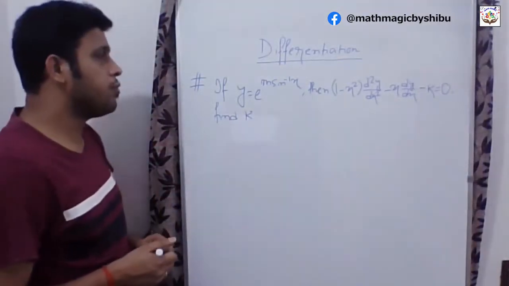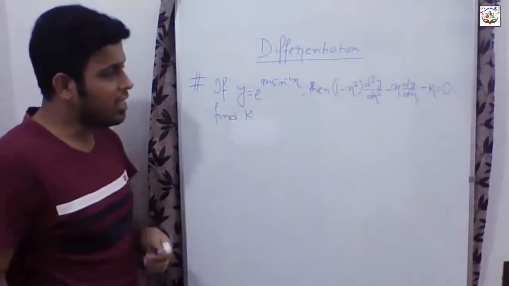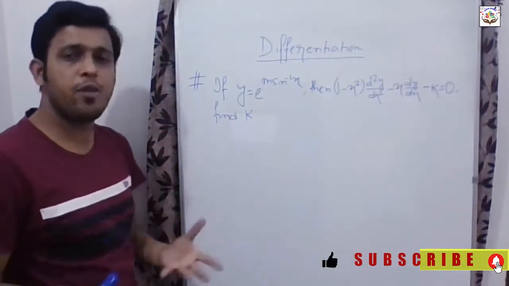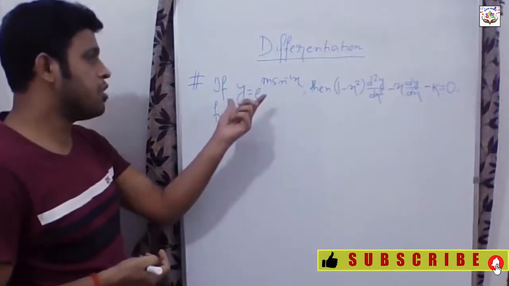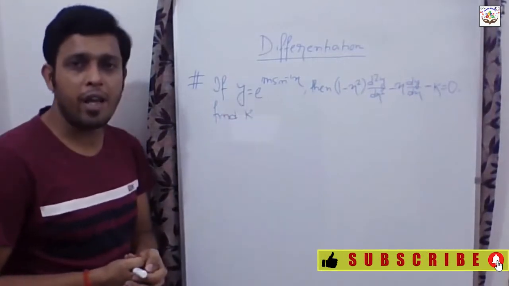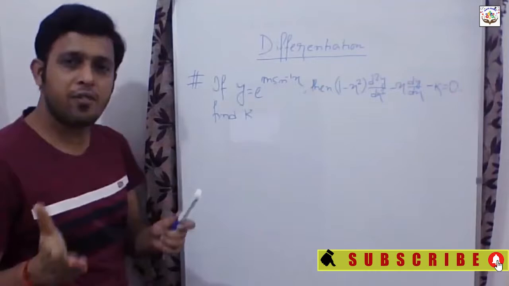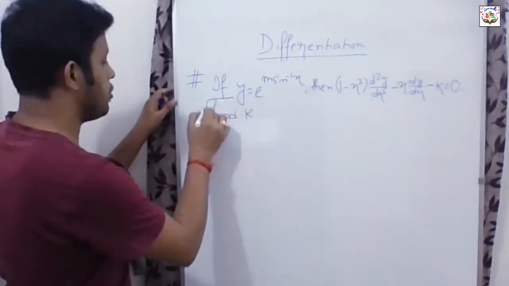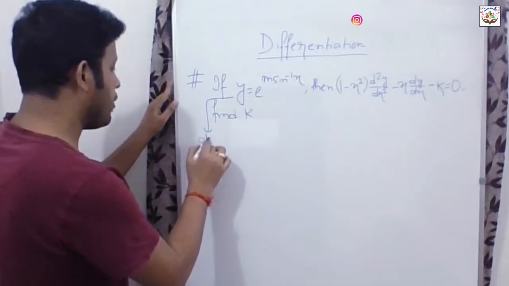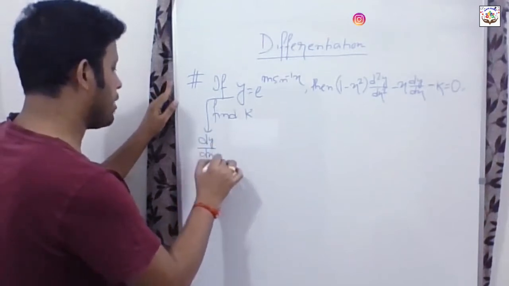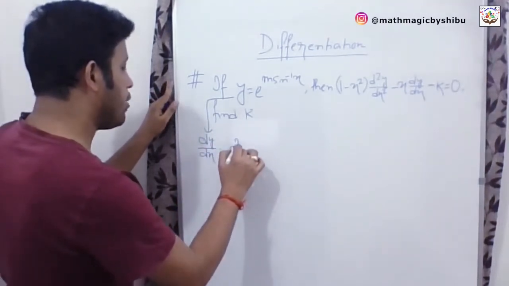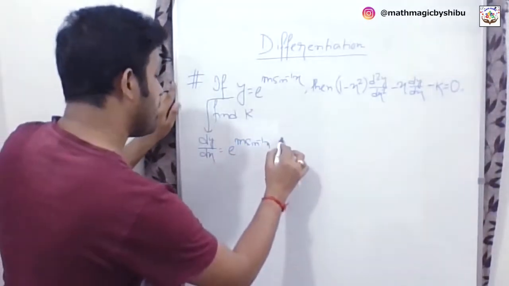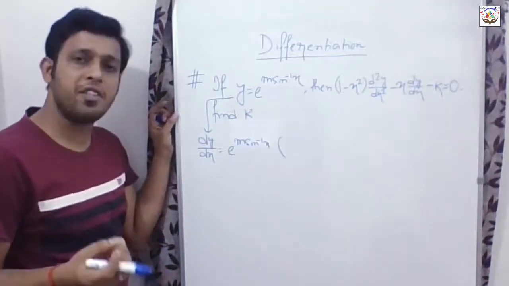So as you can see, we need to find d2y by dx square and dy by dx, so we have to differentiate the main function, which is y equals e to the power m sin inverse x. So let us differentiate it first and proceed. If we differentiate it with respect to x, it will be e to the power m sin inverse x, and for m sin inverse x we need to again differentiate it.